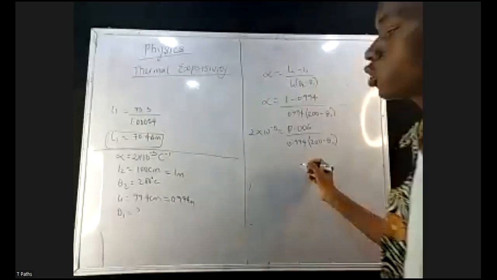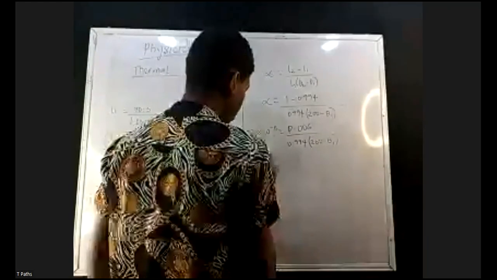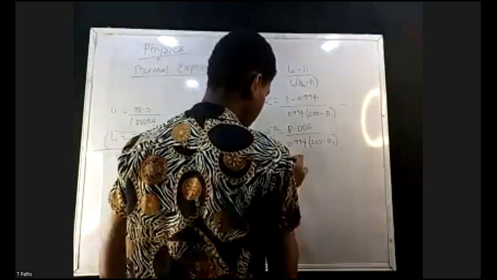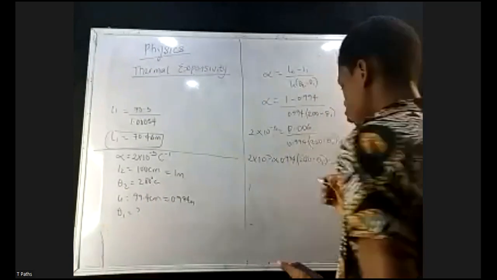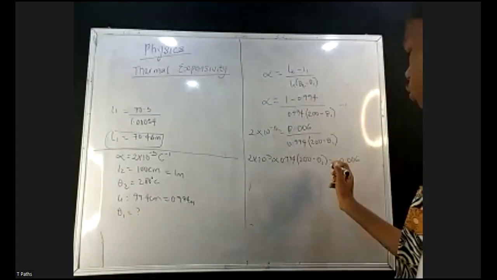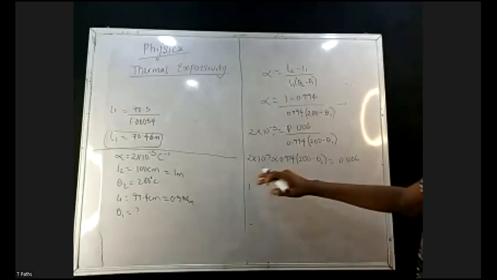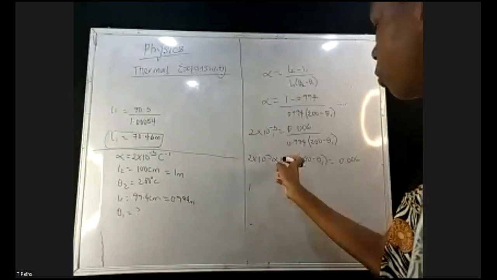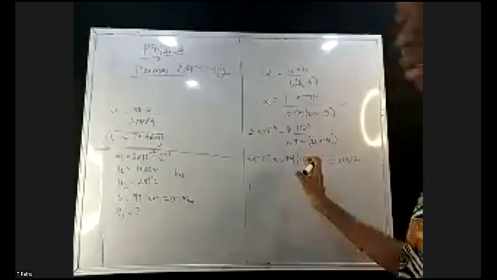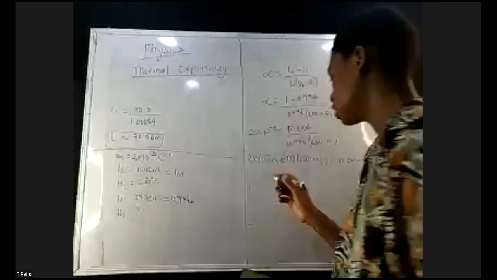So what I'm going to do is cross multiply. I'll have 2 times 10 to the power minus 5 times 0.994 times the bracket 200 minus theta 1 equal to 0.006. I don't want to open this bracket. I'll just multiply this by this, divide through by this, then I can collect like terms. Are you with me? That way I can make it easier and I won't make things complex.